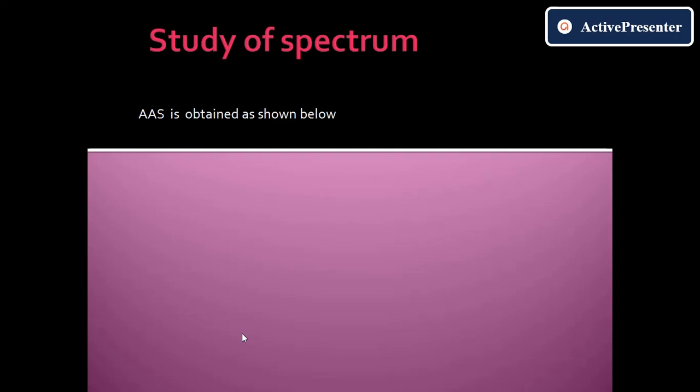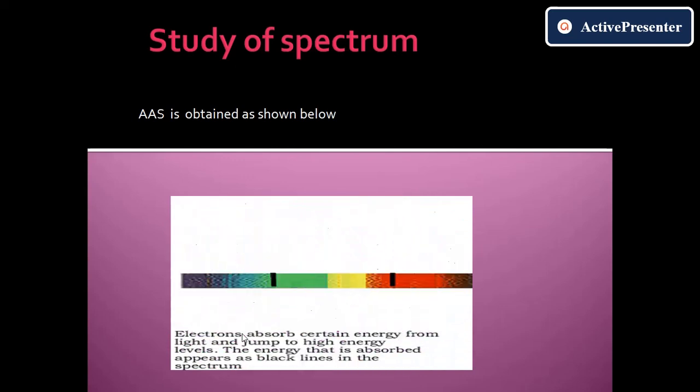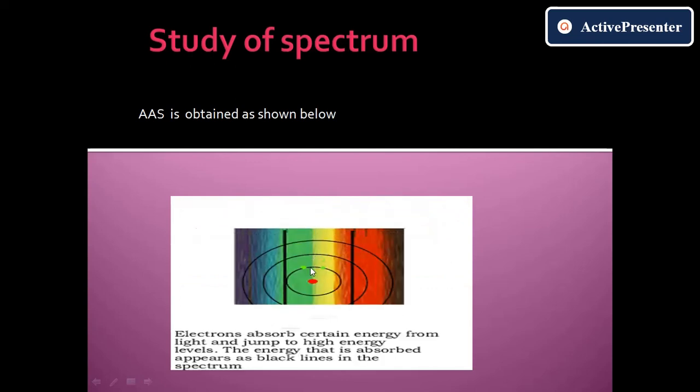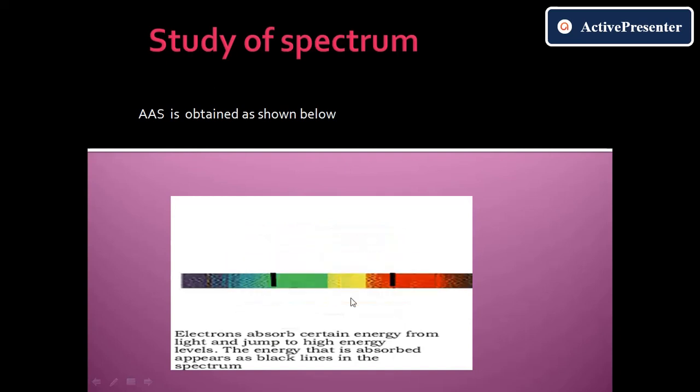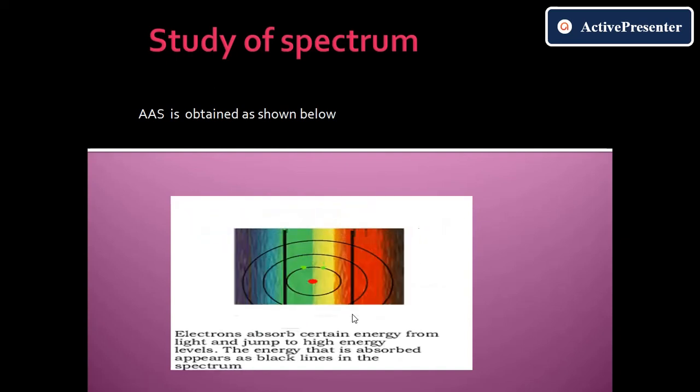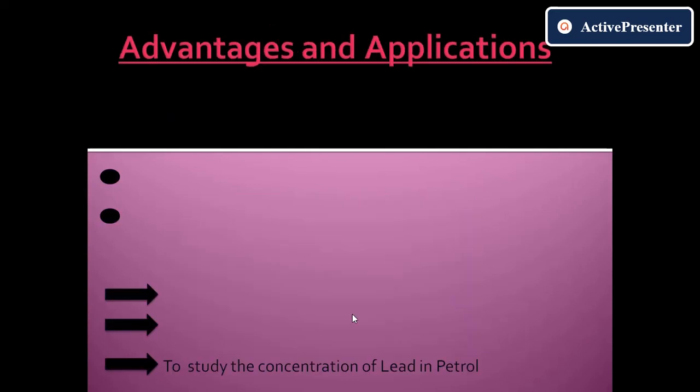Here the study of the spectrum shows how the readout system takes the values of the absorbance of the atoms. Here is the picture, or animation. See here, the absorption of energy by atoms is given by the dark black lines, and the emission is given by colored lines. This is how the spectral lines are observed, and this is how the spectrum is studied.